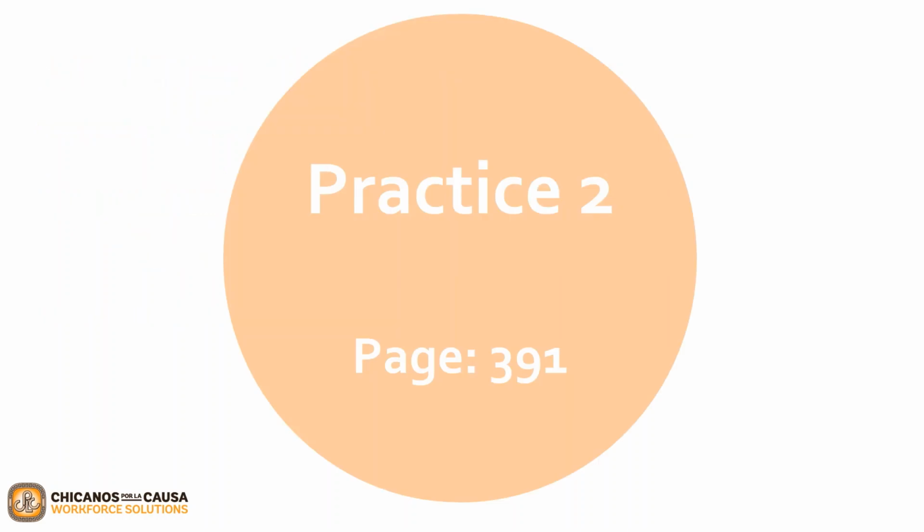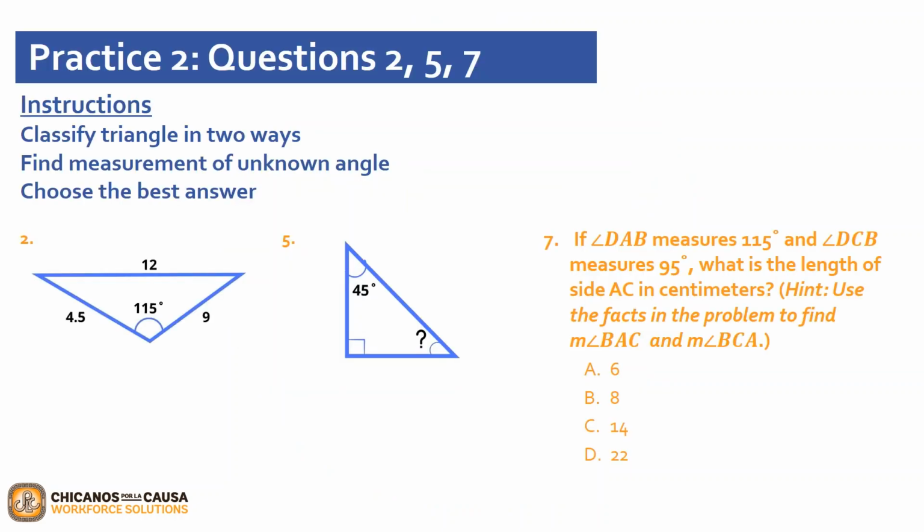Let's move on to our practice questions. So right now, go to practice 2, located on page 391. For practice 2, we're going to complete questions 2, 5, and 7. For question 2, you're going to classify the triangle in 2 ways. For question 5, you're going to find the measurement of the unknown angle. And for question 7, you're going to choose the best answer. So take a few minutes right now to pause the video and complete questions 2, 5, and 7. When you're ready to continue, go ahead and press play.